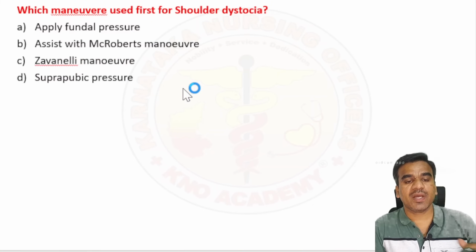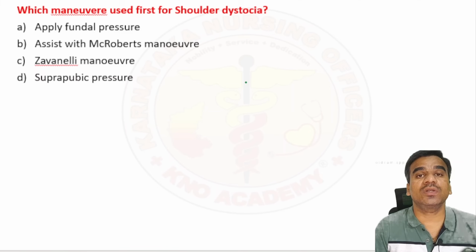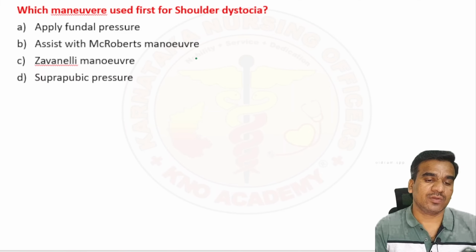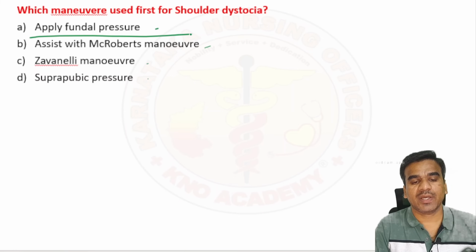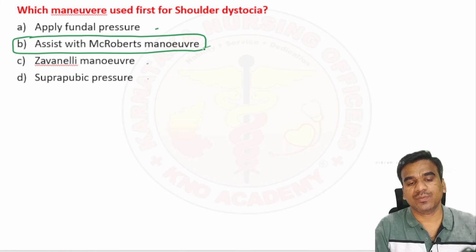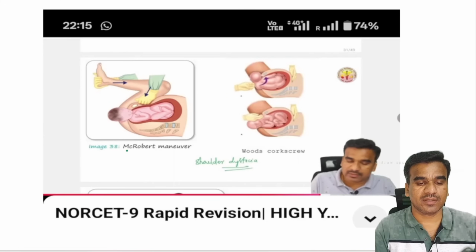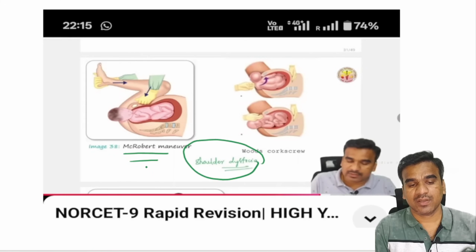Then, which maneuver is used first for shoulder dystocia? This also I explained just a day before the examination. Options: apply fundal pressure, or assist with McRoberts maneuver, Jacquemier maneuver, and suprapubic pressure. This is the assist with the McRoberts maneuver. Same thing I explained on YouTube. Here we can see the same: for shoulder dystocia, first will be the McRoberts maneuver.